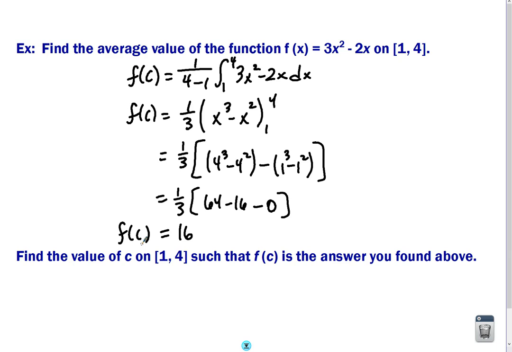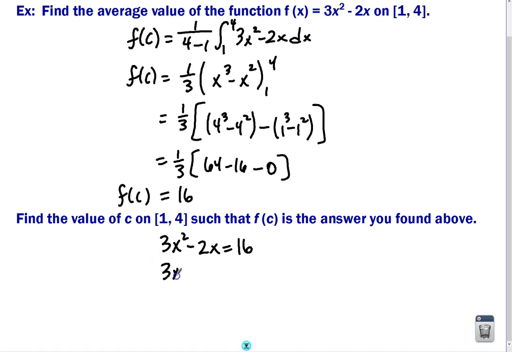Find the value of c on 1 to 4, so f of c is the answer you found above. I want to know, where does 3x squared minus 2x equal 16? At what x value do I get 16? So 3x squared minus 2x minus 16. Oh no, it's everyone's favorite, it's factoring. Love factoring. So that's going to be 3x and x equals 0. I need 2 numbers to multiply to 16, but then with that 3 out front, they're going to combine.